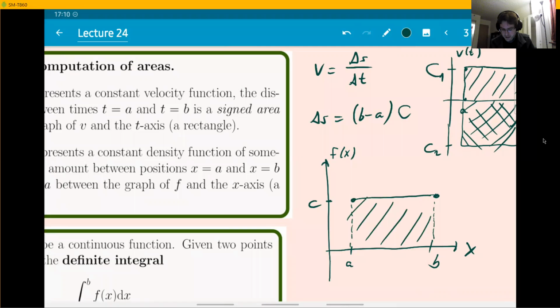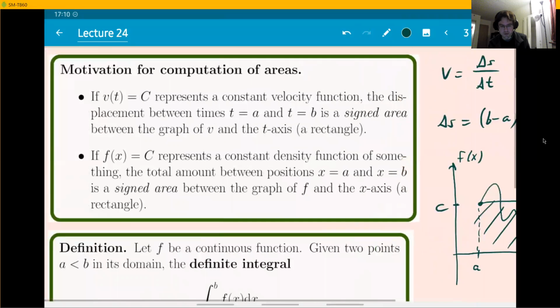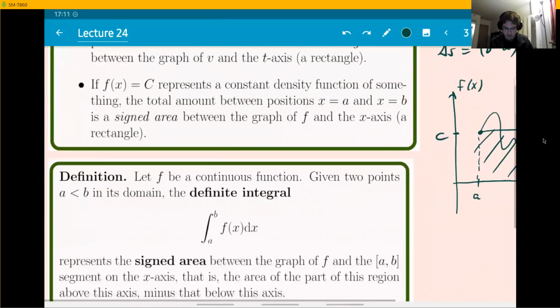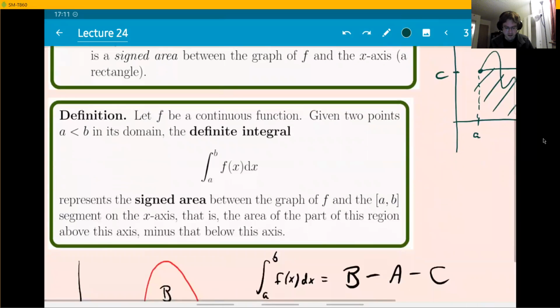And what I was saying is that this is true for any sort of density function. It doesn't have to be a constant. So the point is computing area between the x-axis and the graph of a function in this signed way, negative area if it's below, positive area if it's above. This process is important. It appears in many applications. So we're going to be using that as our primary definition of integral.